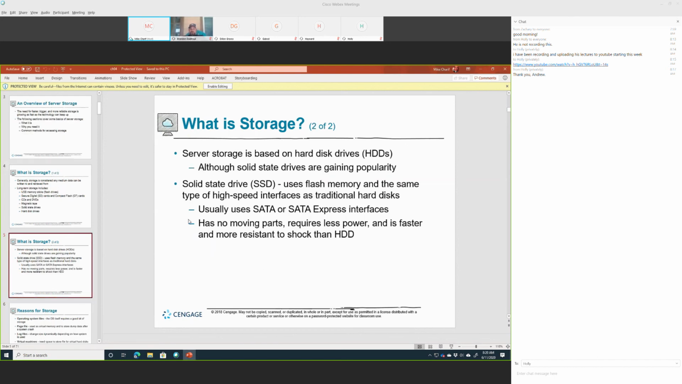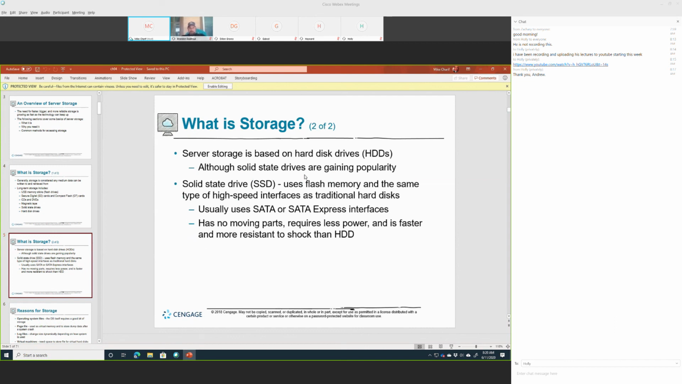Okay, the server storage is based on hard disk drives. Also, solid state drives are gaining popularity. It's not just gaining popularity; I don't know when they printed that book. But if you go buy right now any machine or any server, you're not going to have IDE interfacing. Okay, this is gone a long time ago.